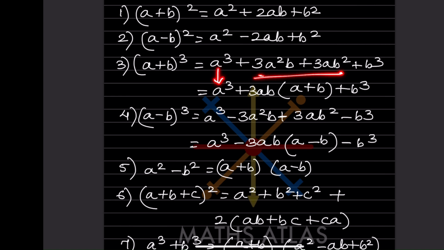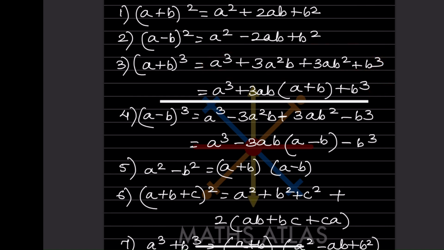What you can see is that 3ab is common. So what remains inside? Multiplying 3ab with a gives 3a square b, and multiplying 3ab with b gives 3ab square, which is this one. And this will be as it is. So this is the formula, but sometimes you might forget it, so you can just expand and see it over here.